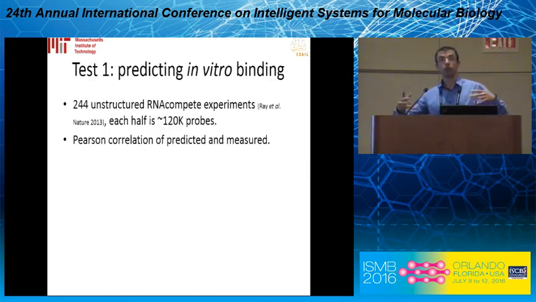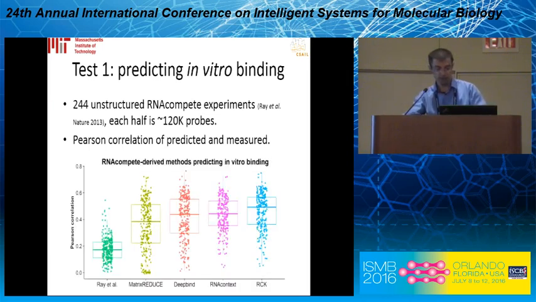Now, moving to some more systematic tests, comparing our algorithm to the state of the art and to extant methods, we went to the data set of the 244 unstructured RNAcompete experiments. What was done there was very elegant: each experiment was divided into 2 halves, so that we can do the training on one half and do the testing on the other without requiring the cross-validation. And here we measure the performance by Pearson correlation of predicted and measured intensities.